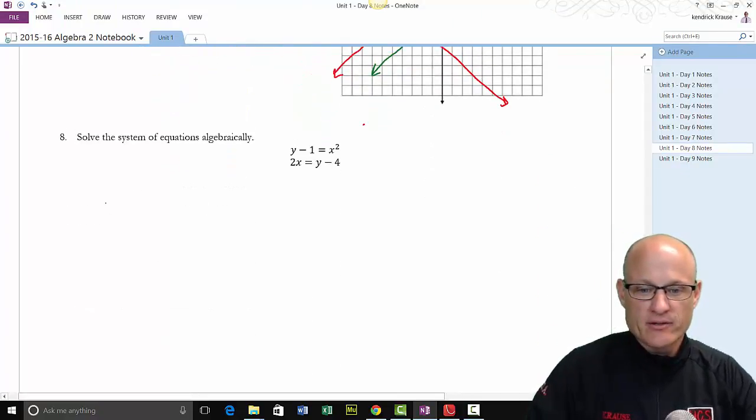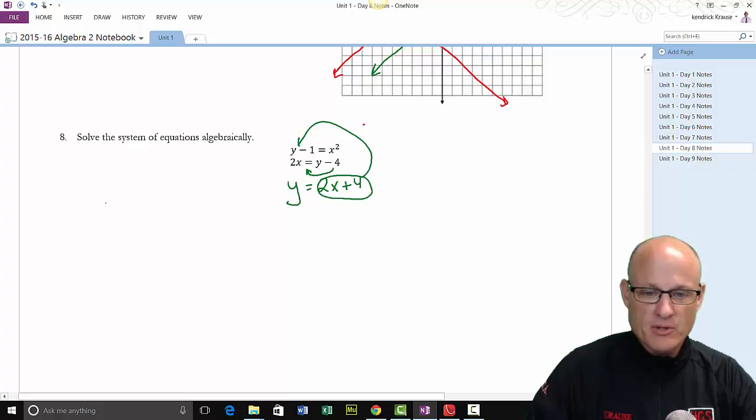All right, what do we got here? All right, this is pretty easy. Y equals 2x plus 4, because we're going to bring this over here, right? So there's y. I'll plug it in there. So I get 2x plus 4 minus 1 equals x squared.